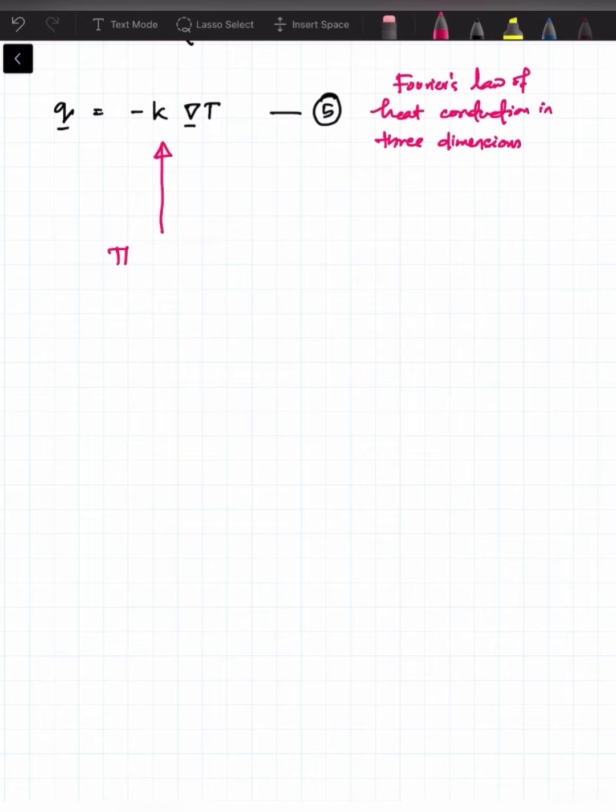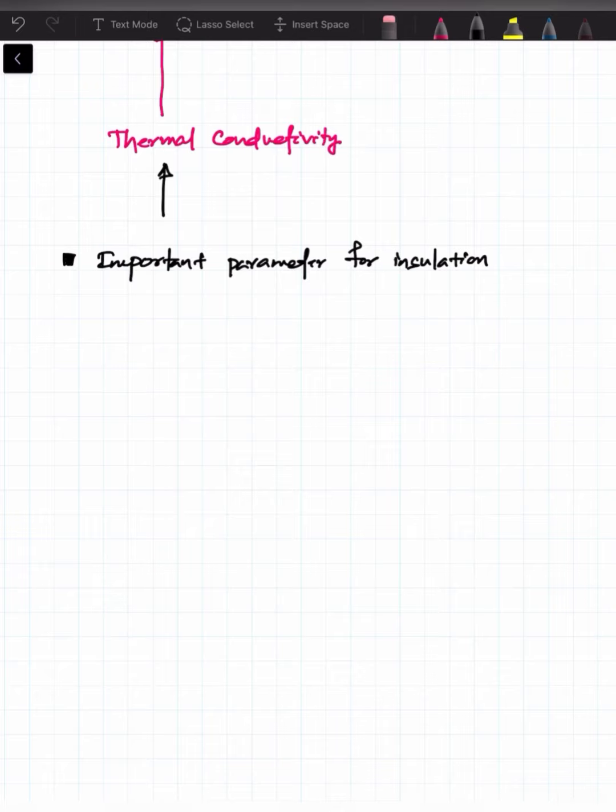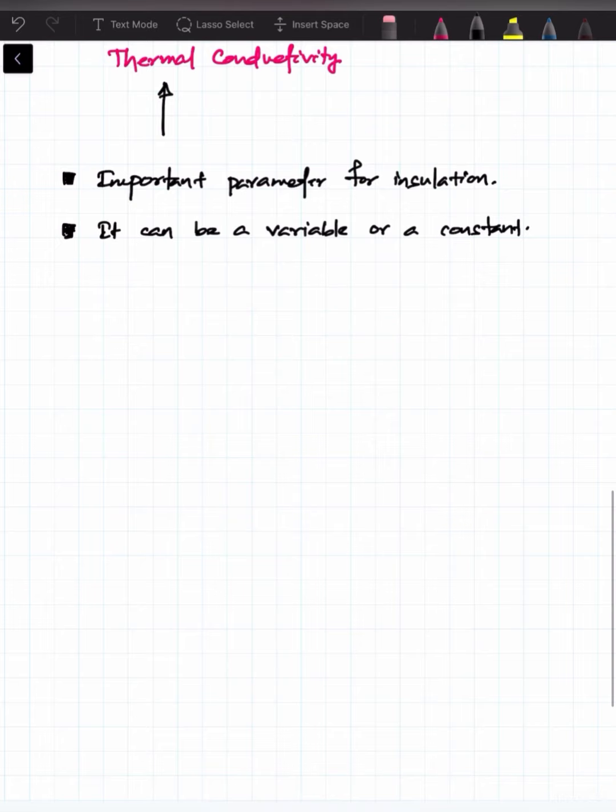So in this case, I have already mentioned before, k is here the thermal conductivity, and here we have obtained this as a constant, but in general it can be constant or variable. It's very important whenever we discuss insulation of anything, starting from your mobile phone to the building, the thermos or any other material that is used for thermal insulation in industry as well as at home. It can be a variable or a constant, which I have already mentioned before.